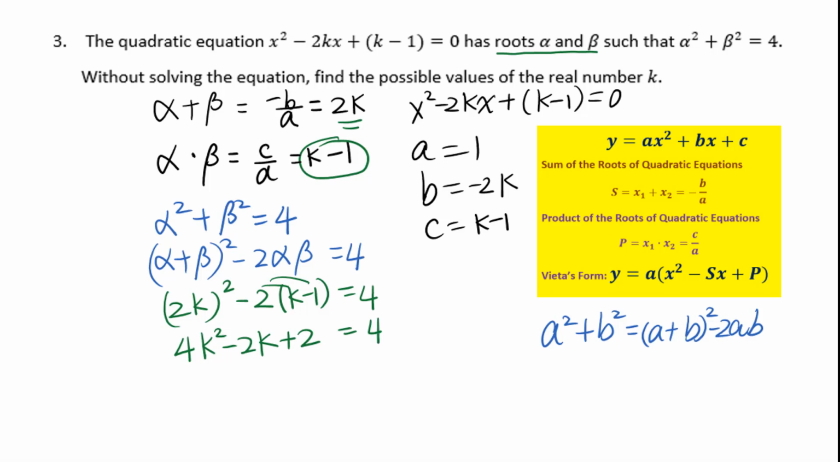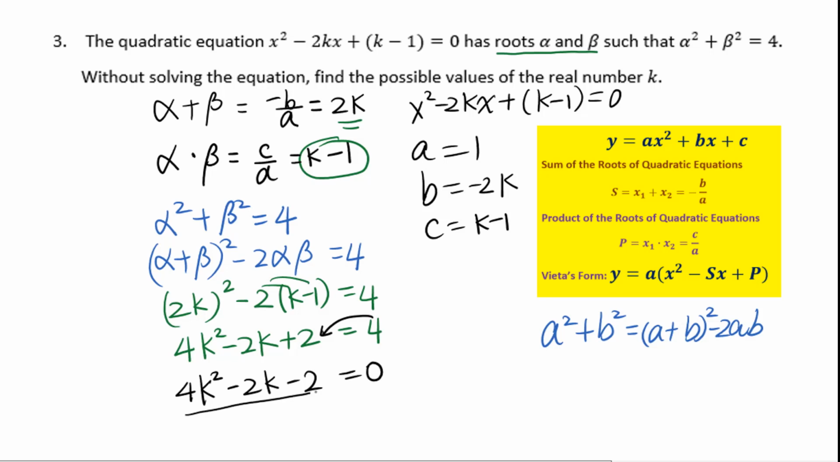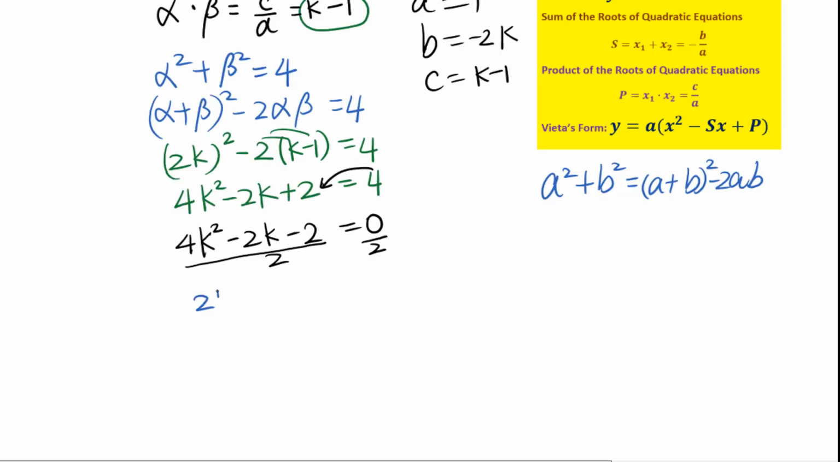This is a quadratic equation. The keyword is equals 0. Subtract 4 from both sides. We will get 4k squared minus 2k minus 2 equals 0. We have a common factor of 2, so we divide both sides by 2. We will get 2k squared minus k minus 1 equals 0.